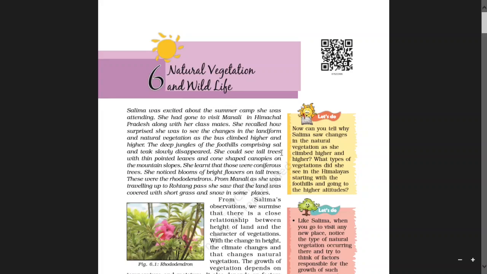She could see tall trees with thin pointed leaves and cone-shaped canopies on the mountain slopes. Shalima learned that they were coniferous trees.